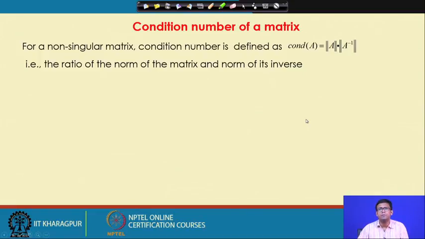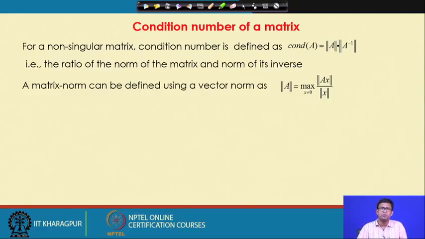For a non-singular matrix, the condition number of matrix A is defined as the matrix norm of A multiplied by the norm of the inverse of the matrix. It is not a dot product, it is a simple multiplication, because a norm is a scalar quantity. So, it is a multiplication between two scalars: one is the matrix norm of A, the other is the matrix norm of the inverse of A.